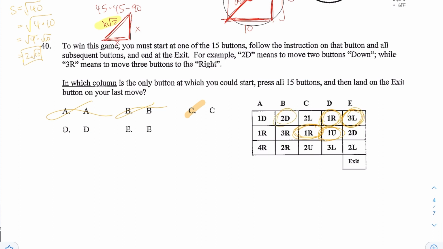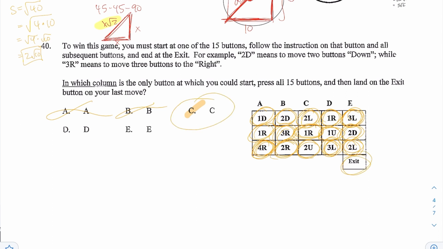left, then go 2 down, and go 2 to the right, and go 3 to the left, and you go 4 to the right, and you go 2 to the left, and then you go 2 up, and then 2 left. There you go. This is the one. 3 to the right, and then you win.